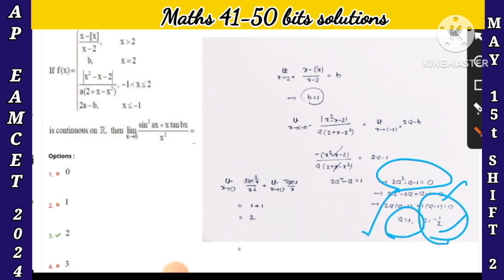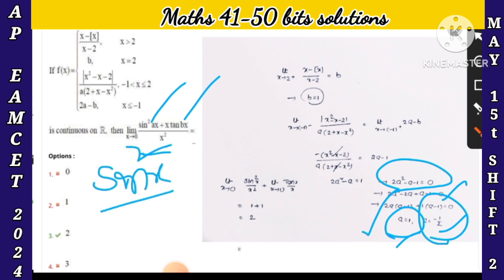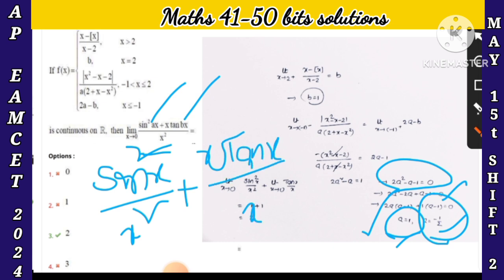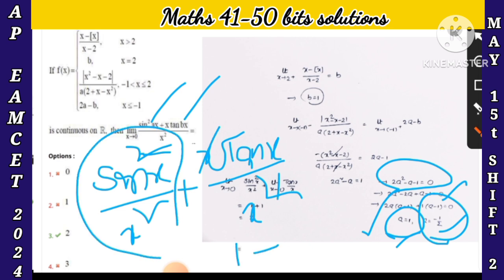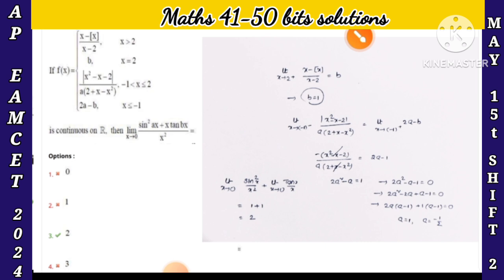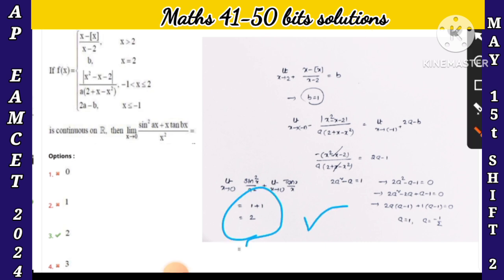Now in the first case, I take a is equal to 1. Take the question and replace a is equal to 1 and b is equal to 1. Then this becomes sin square x by x square plus x into tan x by x square. Sin square x by x square is equal to 1. Cut the 1 value. Tan x by x is equal to 1. So the answer is 1 plus 1, that is equal to 2. That is nothing but the third option.